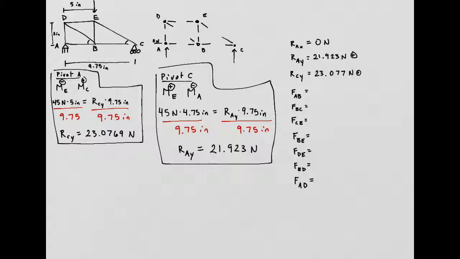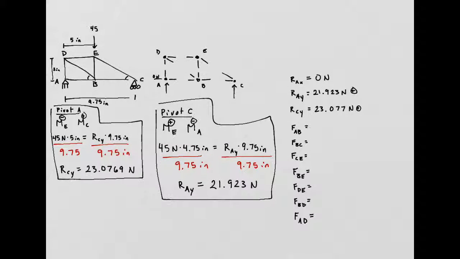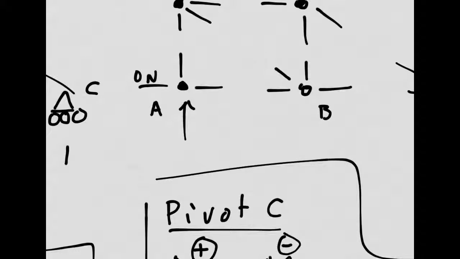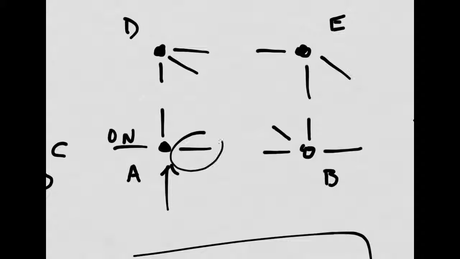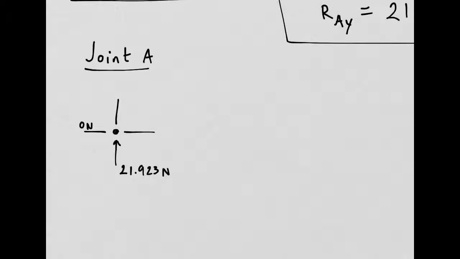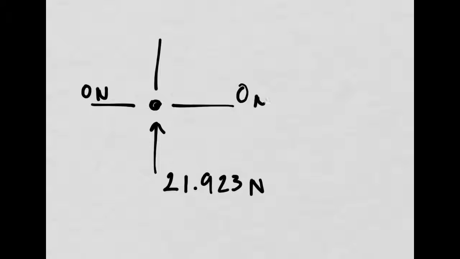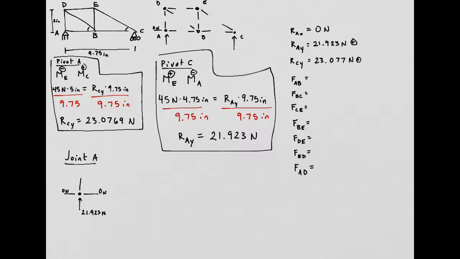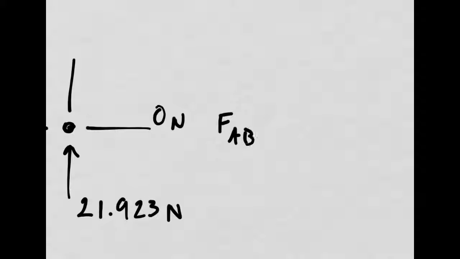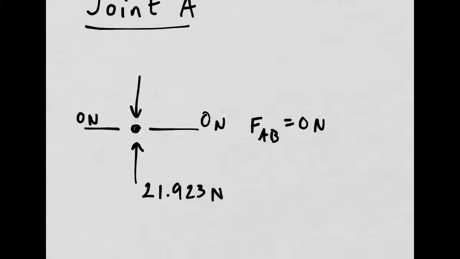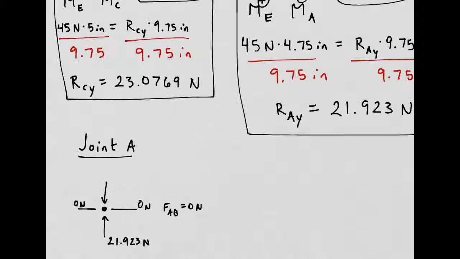So there's my list, and here I go. What next? I choose a joint. I'm going to choose this one, it seems the easiest. So joint A, because there's only two unknowns. And actually, this has to be zero. Sweet. So at joint A, this is 0 newtons, and it's the only force in the x direction, so this has to also be 0 newtons. That's the force within AB. So FAB equals 0 newtons. So it's neither in tension nor compression. And this has to be pointing downwards to counteract this.